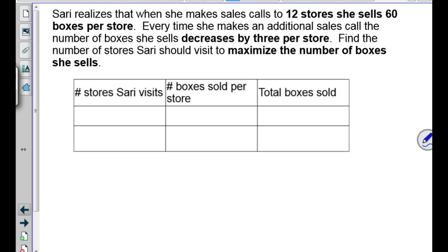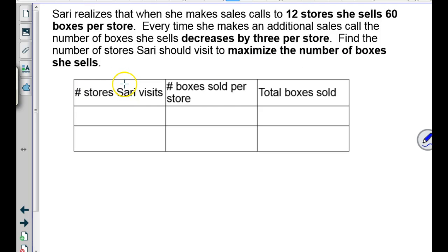Here's a question that might be on Friday's quiz. Sari realizes that when she makes sales calls to 12 stores, she sells 60 boxes per store. Every time she makes an additional sales call, the number of boxes she sells decreases by 3 per store. Find the number of stores she should visit to maximize the number of boxes she sells.